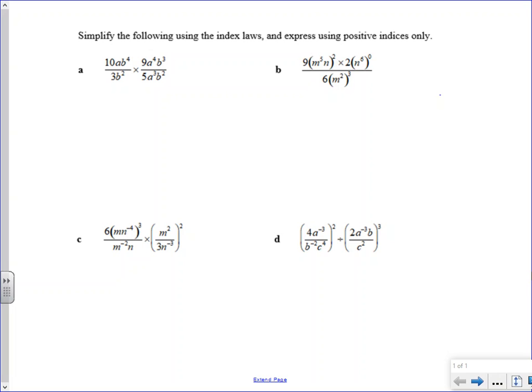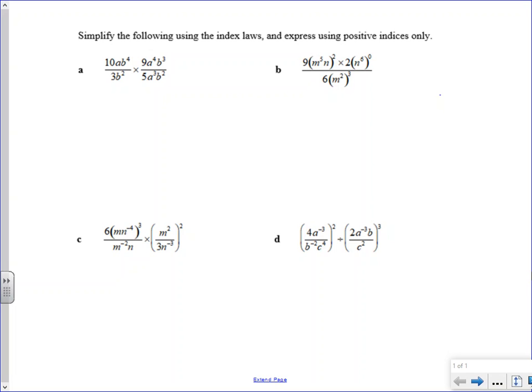Alright, so in this video we're going to be looking at these 4 questions involving index laws. These are 4 questions that lots of people from the Year 10 class have been asking me about, so we'll go through them. They involve a lot of the index laws, including negative indices, powers of powers, powers of fractions, but also multiplication of fractions, division of fractions, and so on.